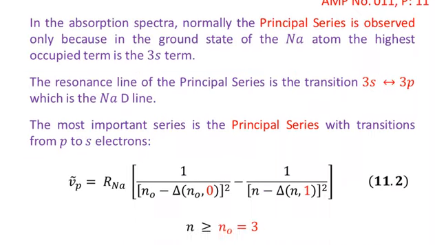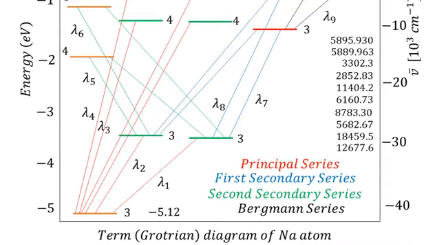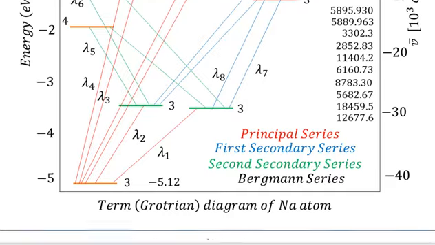And the transitions for the resonant levels could be indicated by the double arrow over here. So these double arrows indicate that these are the resonance lines. The most important series is the principal series, with the transition from p to s electrons. That is, the decay from the p state, or the higher p states, to the s state will give you the principal series.